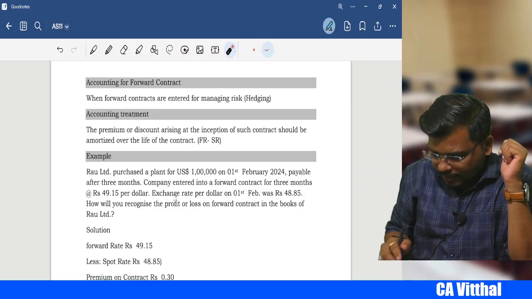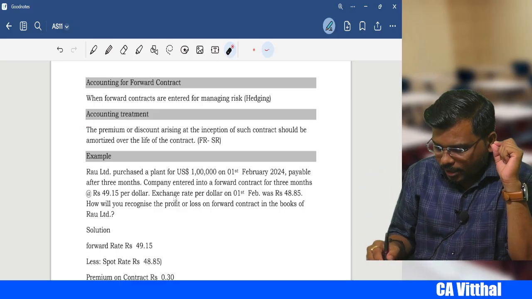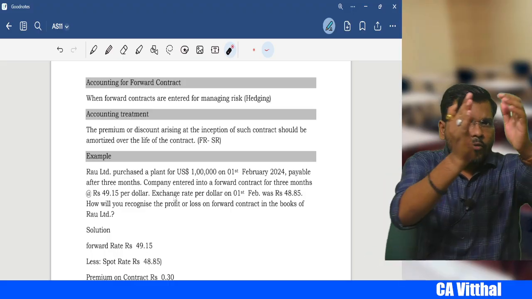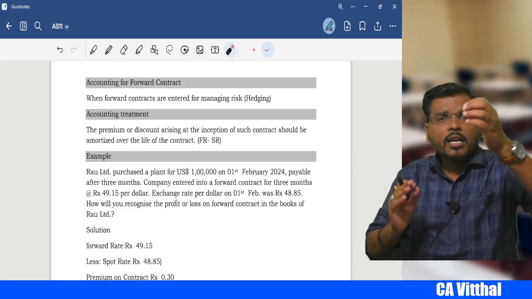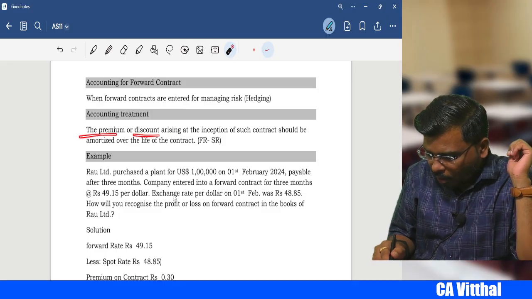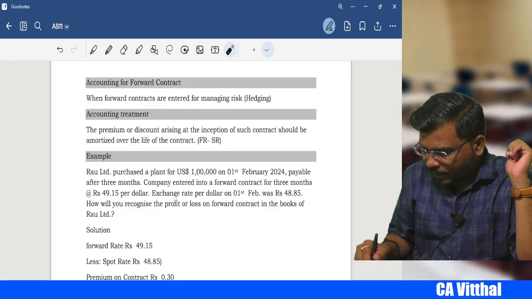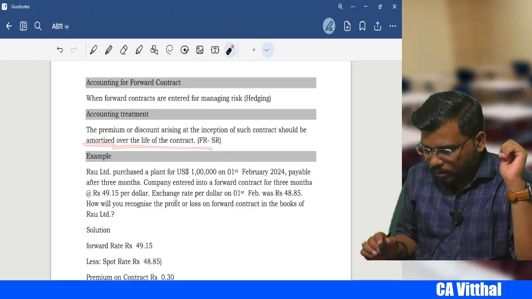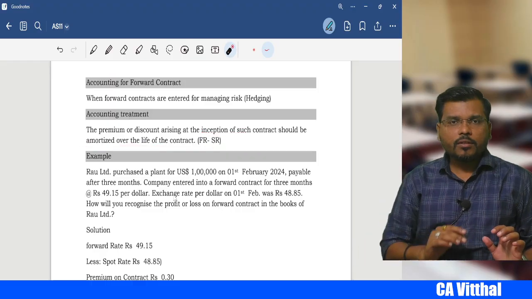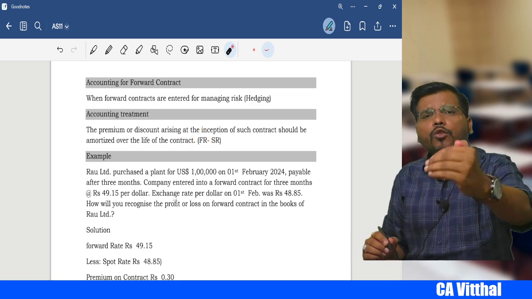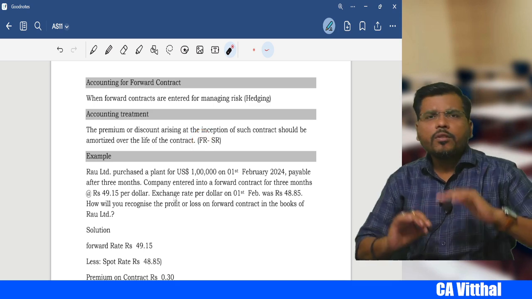Please try to understand. What is the accounting treatment, sir? So I told you forward contract is for two purposes. Number one, for hedging purpose and speculation purpose. For hedging purpose, what is the accounting treatment? The premium or discount arising at the inception of such contract should be amortized over the life of the contract. Please try to understand, my dear student. Now, we know how much we need to pay in future or how much we are going to receive in the future.